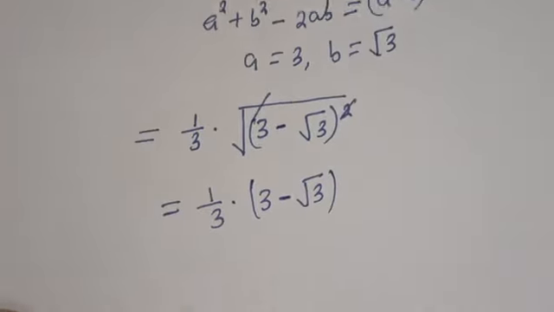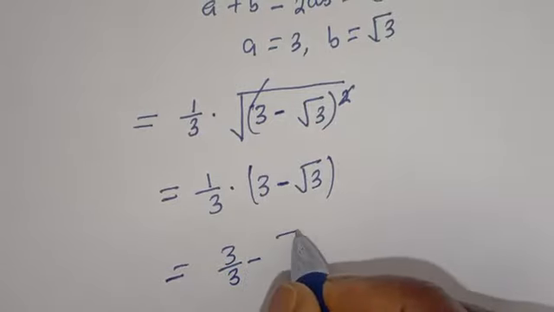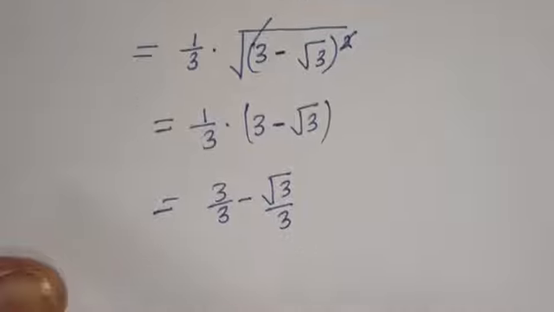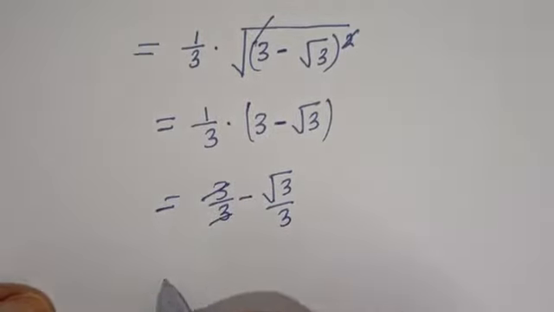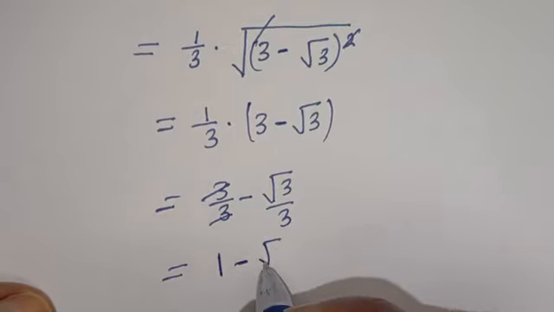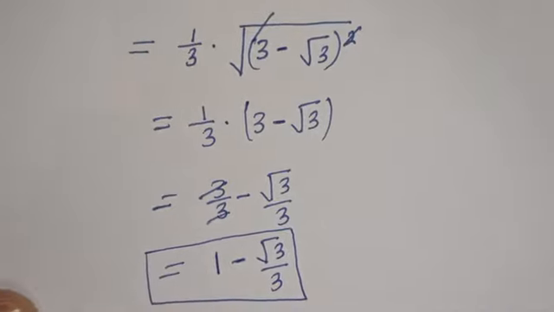Then equal to 3 divided by 3 minus square root of 3 divided by 3. Then this will cancel this, equal to 1 minus square root of 3 divided by 3, and this is the final answer.